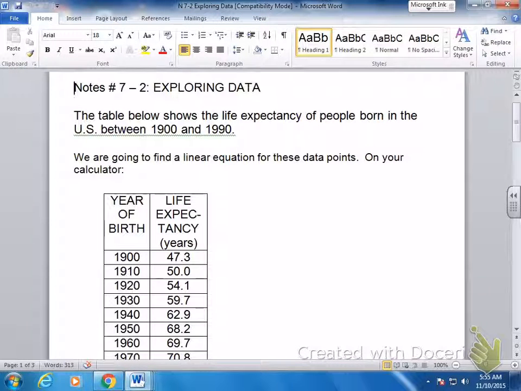All right, guys. So we're going to continue our stuff from yesterday. We're going to look at some tables and see what we can do with them with our calculator. It says the table below shows the life expectancy of people born in the U.S. between 1900 and 1990. What we're going to do is use our calculator and these data points and see if we can find some information.